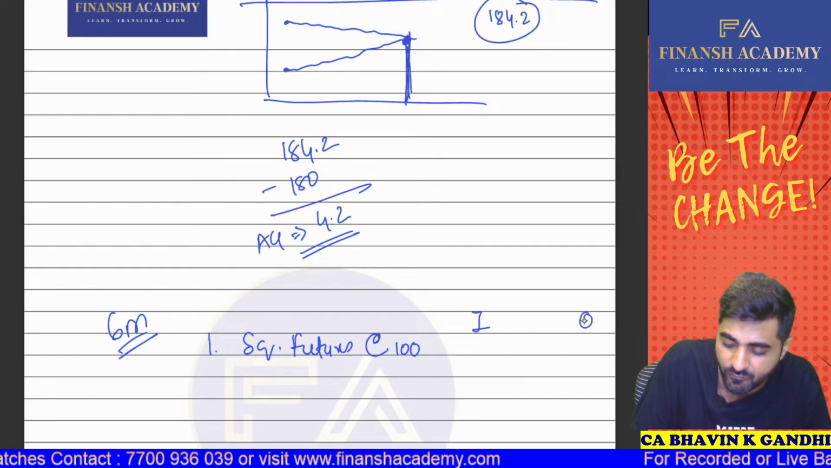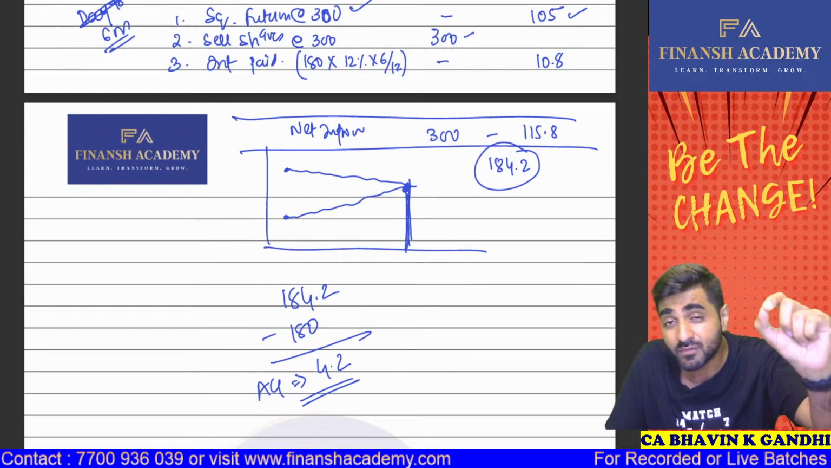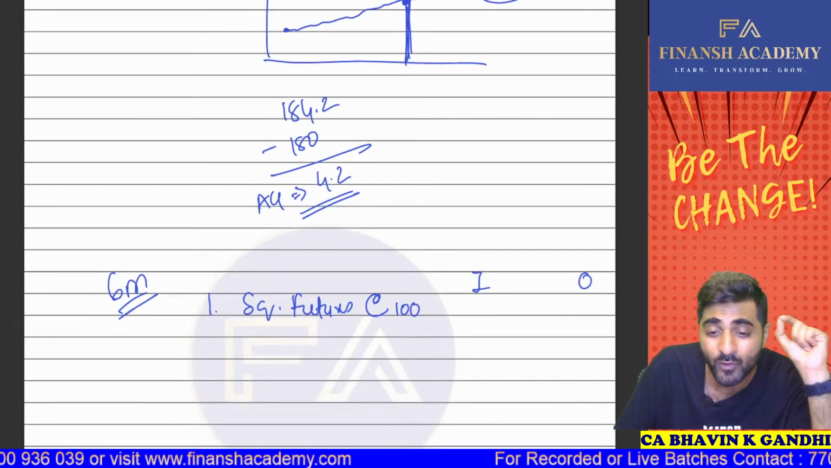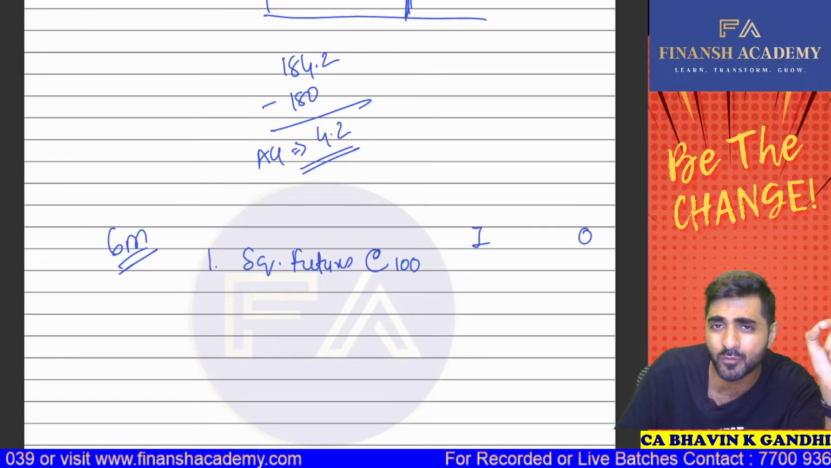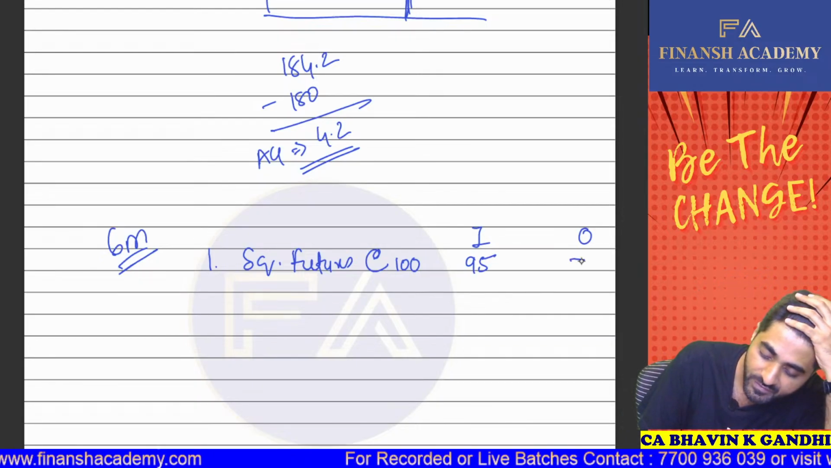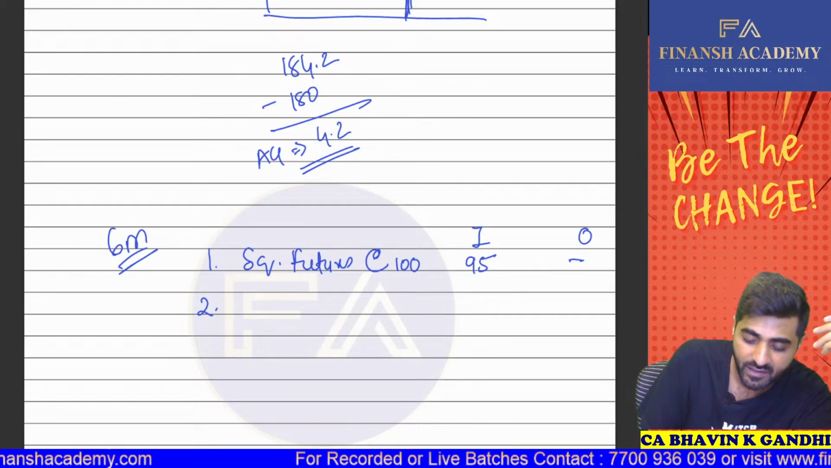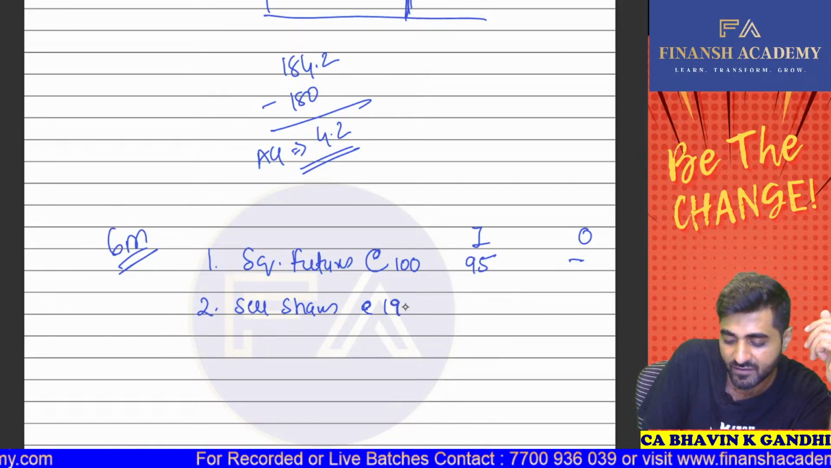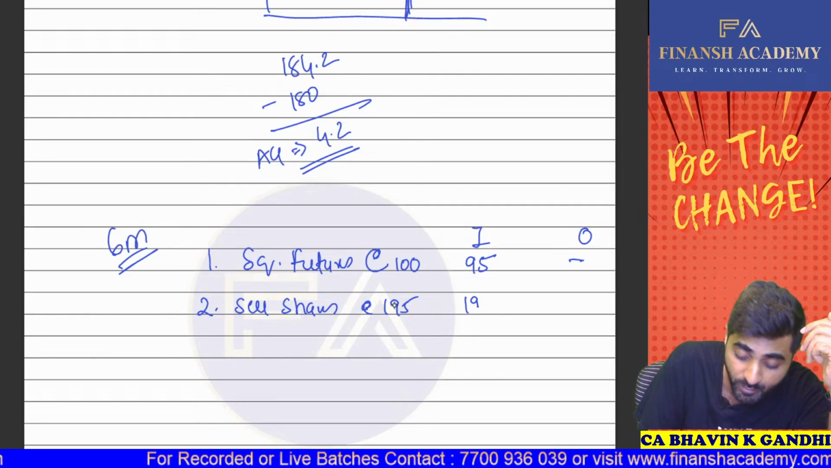So now, will there be an inflow or outflow? So mind you, my dear students, we were a short seller here. We sold the future contract at 195. Now we are squaring it up at 100 rupees. So is there any inflow? Come on, yes or no? Yes, sir. So there is an inflow of 95. Then, because there's a profit, right? Then we'll be selling shares. So sell shares at rupees 195. So there is an inflow of rupees 100.